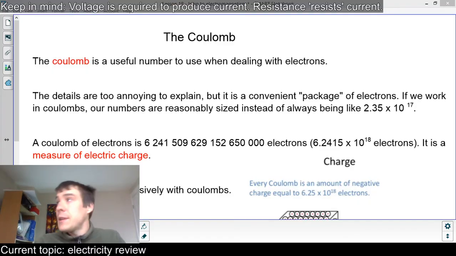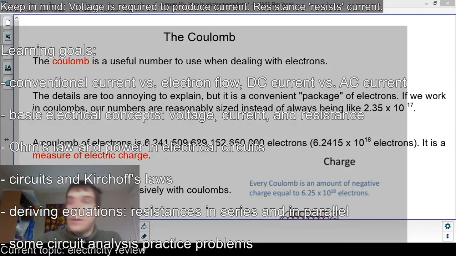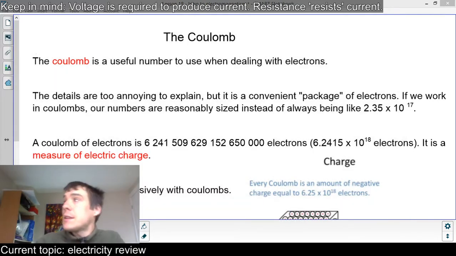Okay, so the next topic is going to be voltage, current, and resistance. Before we get to that, though, I have to talk about the Coulomb very quickly. The Coulomb. It's a number, kind of like a mole if you've taken chemistry. A mole is a certain number of atoms or molecules or anything. The Coulomb is also kind of a number. It's a package of electrons. It's the basic unit of charge.